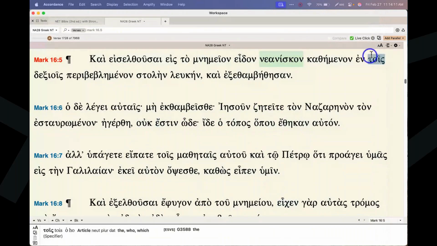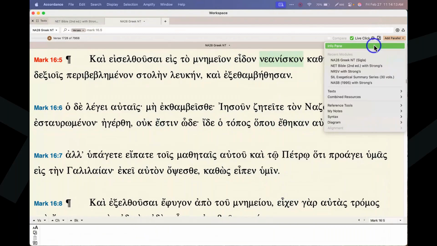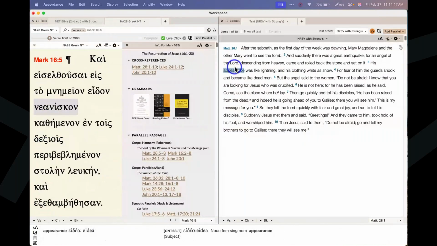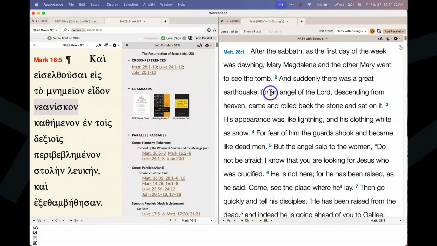So if the question is, who is this person? And if we go to Matthew, we can open it via the cross reference. And we've got, let's see, suddenly there was a great earthquake, for an angel, angelos of the Lord, descending from heaven, came and rolled back the stone and sat on it. Now, this is maybe a little bit different than he's at the right inside the tomb. Potentially, it's at least described differently, but his clothing white as snow. Do not be afraid, he is not here.